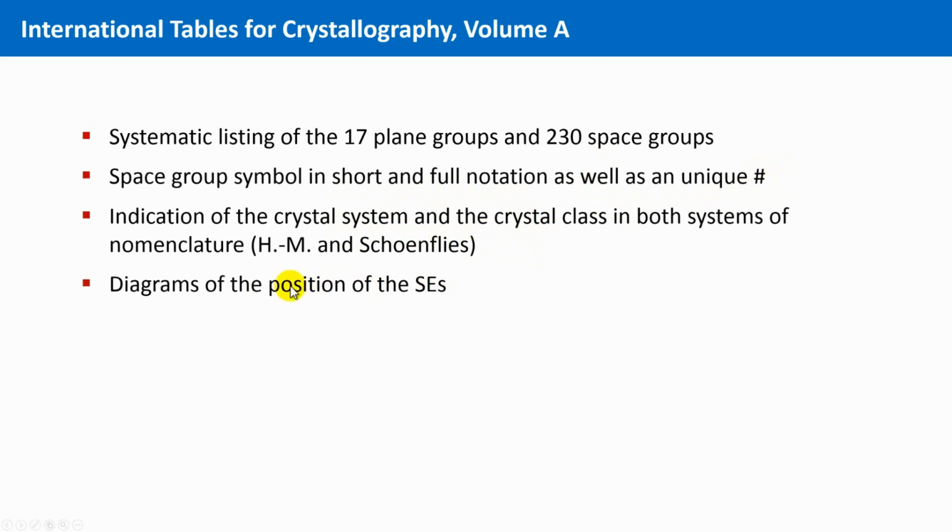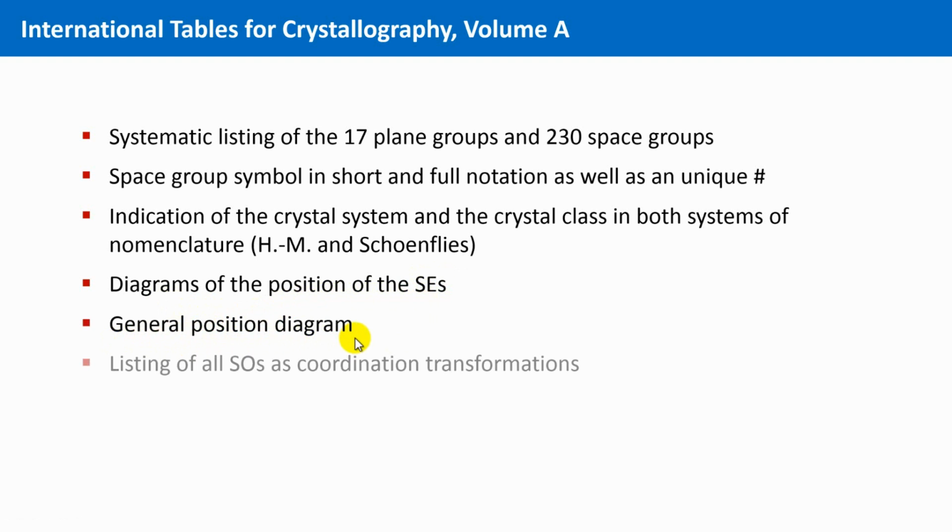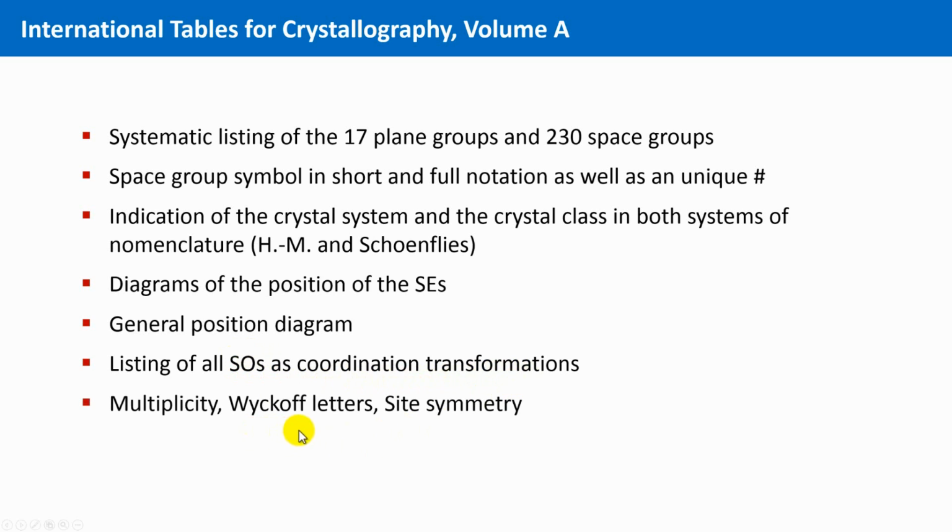One particularly important and very useful part of these tables are the diagrams. For each of the space groups you can find diagrams in which the symmetry elements are depicted and positioned at the correct position within the unit cell. In addition to that, a so-called general position diagram is displayed, which we will get to know in a minute. Related to that are the descriptions of the symmetry operations as coordinate transformations, and the specifications of the multiplicity, the so-called Wyckoff letters, and the site symmetry.